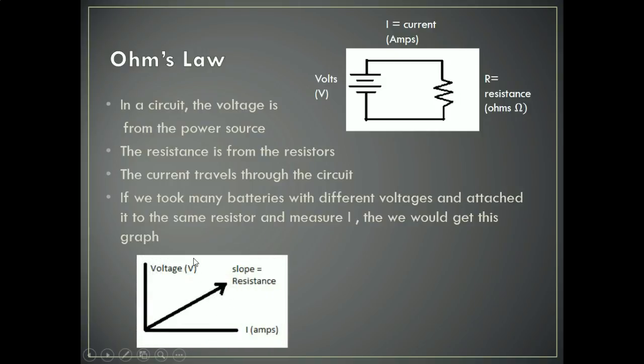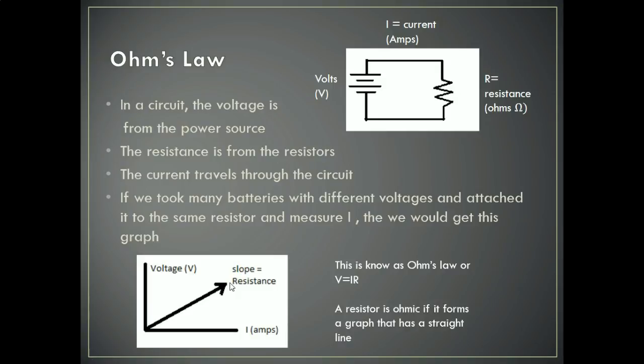Voltage is on the y-axis, current is on the x, and this line here, if it's flat, the slope of this would be resistance. And so this is known as Ohm's Law, which is V equals IR. It's just like in algebra, y equals mx plus b, but instead y equals mx. So the slope is m, which is the resistance, x is the amps, and then V is the voltage. So R is the slope of this line.